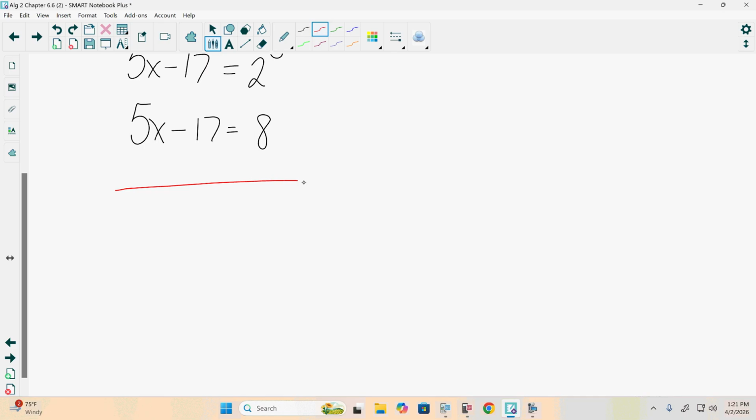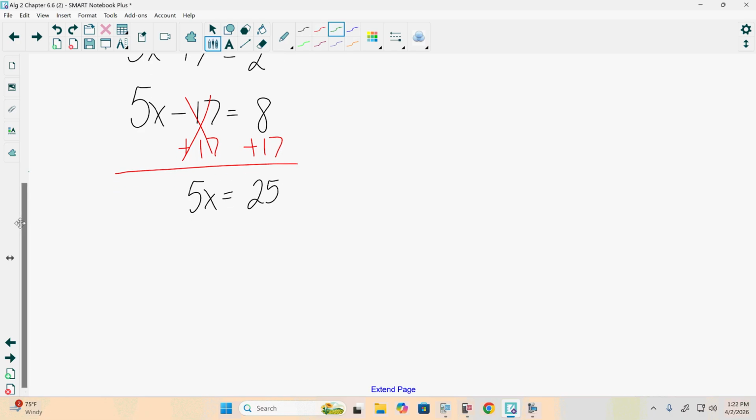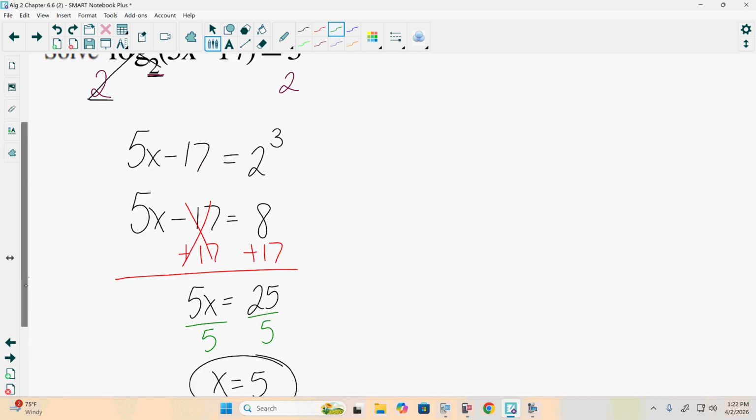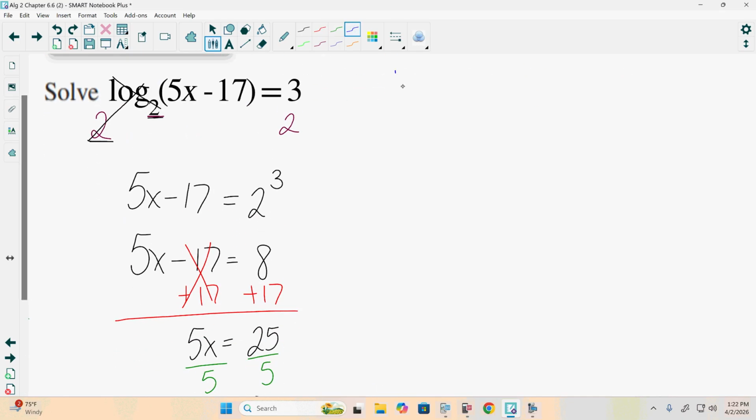So the first thing we can do is add 17 to both sides, telling us that 5x is equal to 25. Then we would divide both sides by 5, telling us x is equal to 5. There is no approximating, it is just 5. Which is telling us that log base 2 of 5 times 5 minus 17 equals 3.